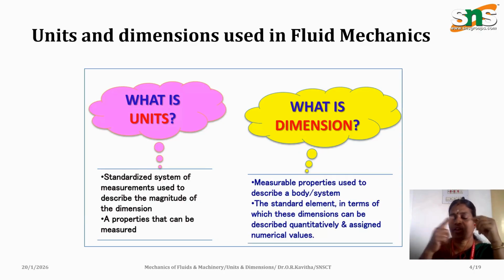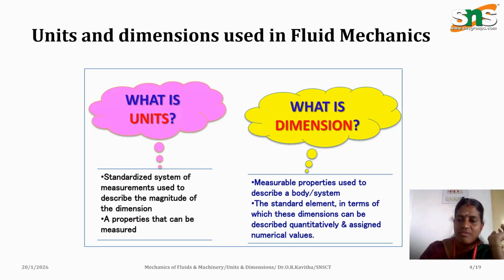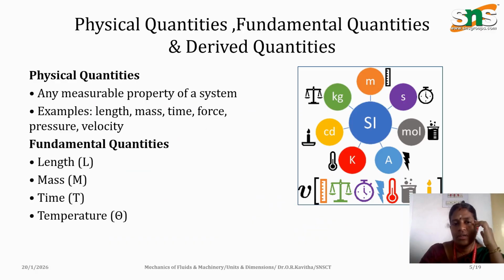For example, if you are measuring the length of a canal, it may be in meters, or in feet, or in kilometers. So this is the magnitude. And a dimension is the property used to describe a body or system. These dimensions can be described quantitatively, and numerical values are assigned to them. Now we will see some different things.